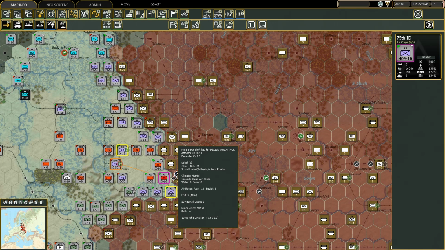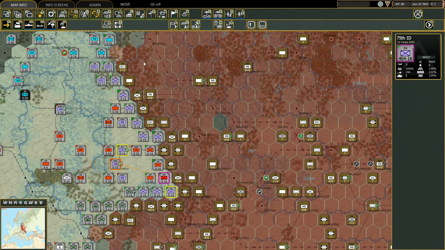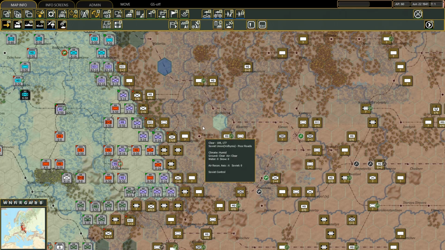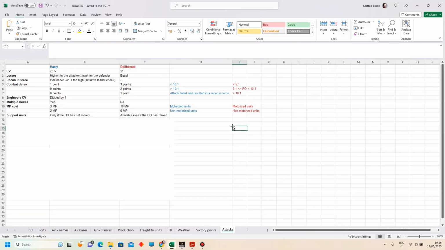And there are many more differences between conducting a hasty attack and conducting a deliberate attack. For this reason, I have again prepared the famous Excel sheet, and here we are. I summarized basically all that is known about hasty and deliberate attacks.